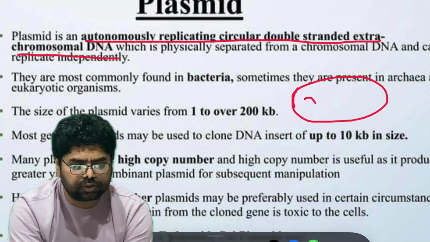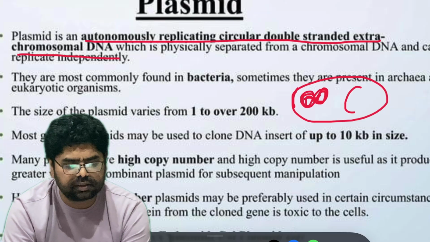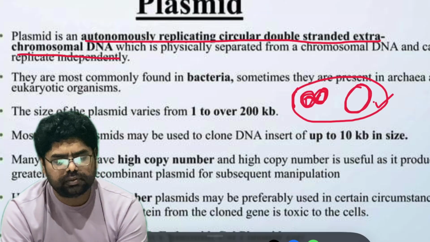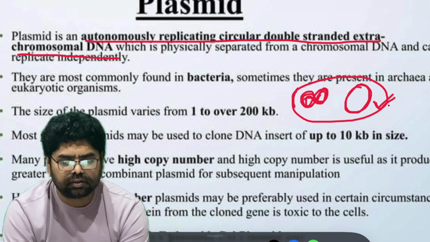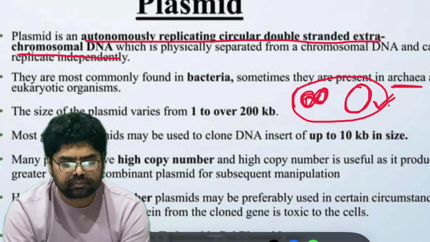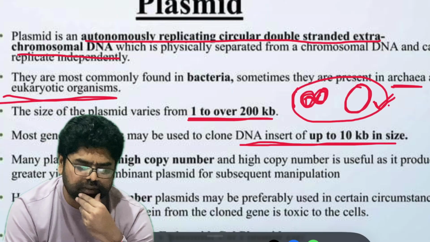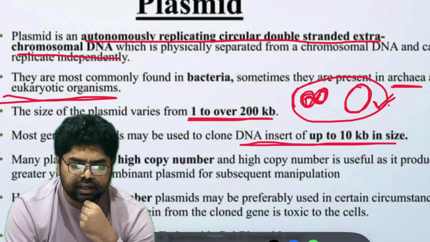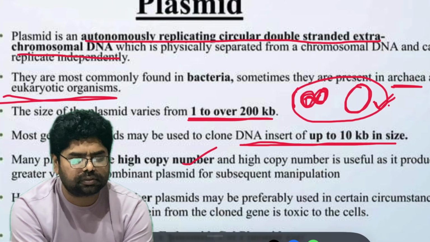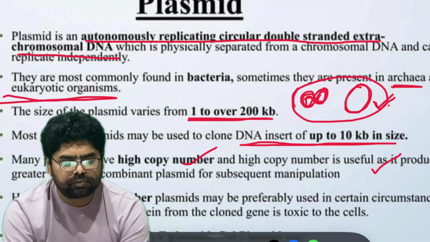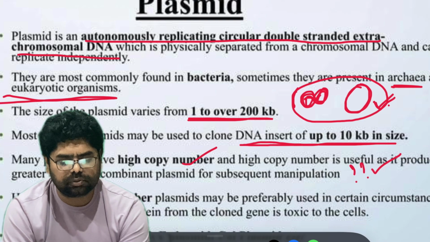Plasmid is basically an autonomously replicating circular double-stranded extrachromosomal DNA, which is physically separated from chromosomal DNA and can replicate independently. Suppose this is a bacterium, it has this chromosomal DNA, and it has one plasmid. So it is independent, autonomously replicating. These are commonly found in bacteria. Sometimes they are present in archaea and eukaryotic organisms also. The size of plasmids varies from 1 to 200 kb. Most general plasmids may be used to clone DNA inserts up to 10 kb.